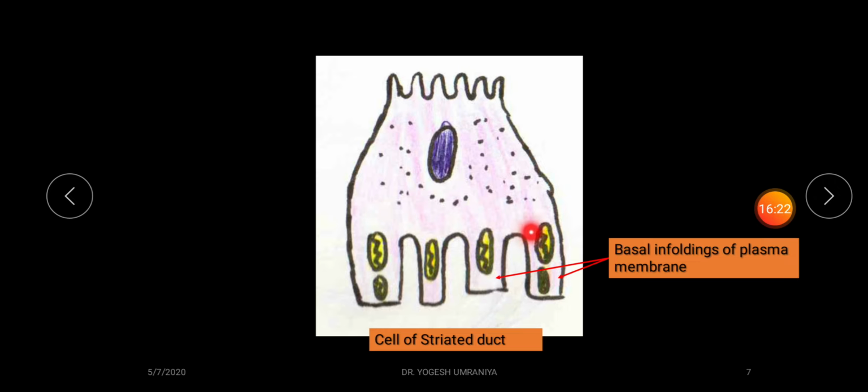You can see this type of foldings. Now, within the folds there is placement of mitochondria. You can see the mitochondria placed within this gap created by the plasma membrane foldings, and this type of foldings as well as placement of the mitochondria is giving this cell a basal striated appearance. That is why, because of this basal striation, this cell is known as the striated cell, and this duct is known as the striated duct.